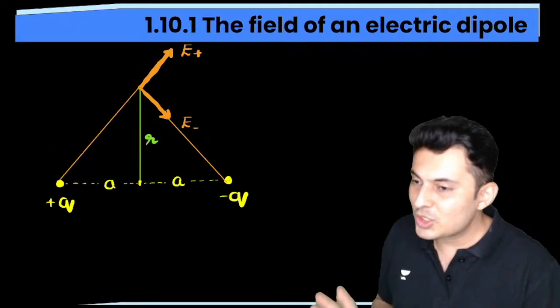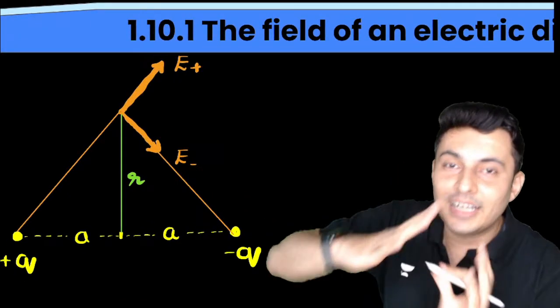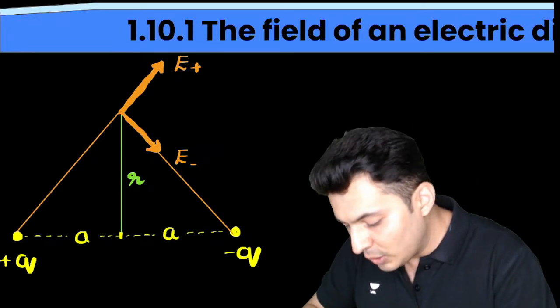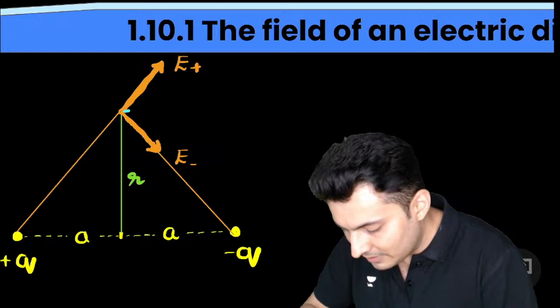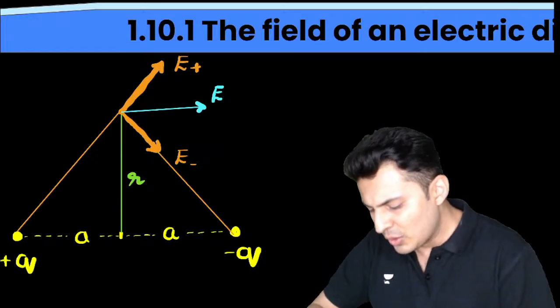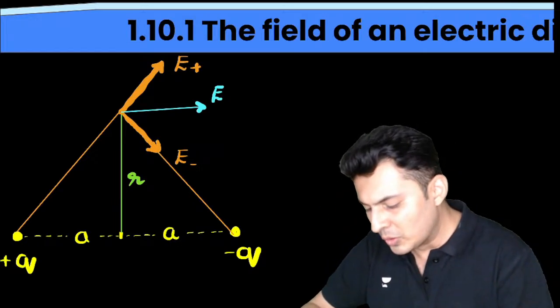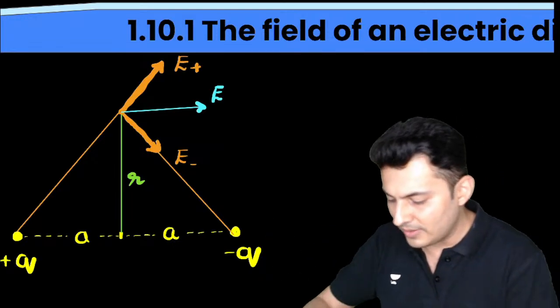So my dear students, can you guess what will happen because of their vector addition, the resultant? Where do you think it will come out to be? I think their vector addition will come out to be in this side, that is over here. And you can assume the angles, my dear students. Okay, and then start solving the question.